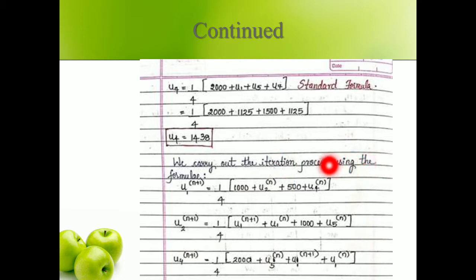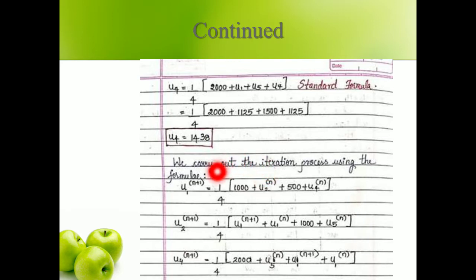We can carry out the iteration process using the same formulas, but you will be taking the nth value. Now we are going to find u1 dash. u1 dash is nothing but n plus 1. So again it will be the second values you need to consider here. 1 divided by 4 (1000 plus u2n plus 5000 u4n). So u2 n plus 1 will be equal to 1 divided by 4 (u1 n plus 1 plus u1 n plus 1000 plus u5 n). u4 n plus 1 equal to 1 divided by 4 (2000 plus u5 n plus u1 n plus 1 plus u1 n), means initial values you will be taking.